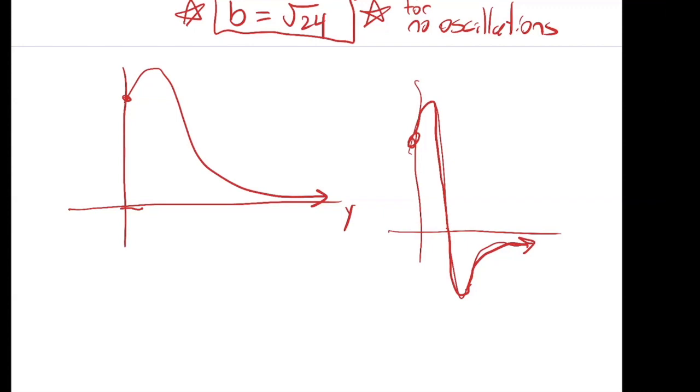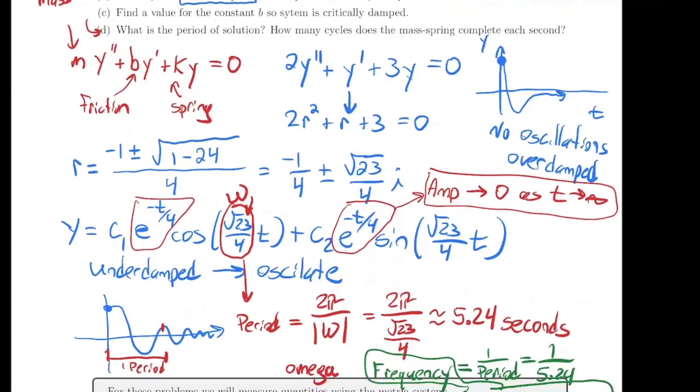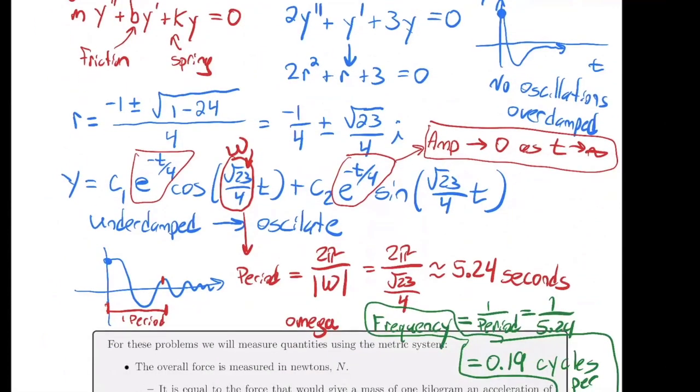So as far as whether it does this over here or whether it does this over here does depend on the damping in addition to the initial conditions as well. So it might do this, it might do this. It definitely won't do this over here when we have critically damped.